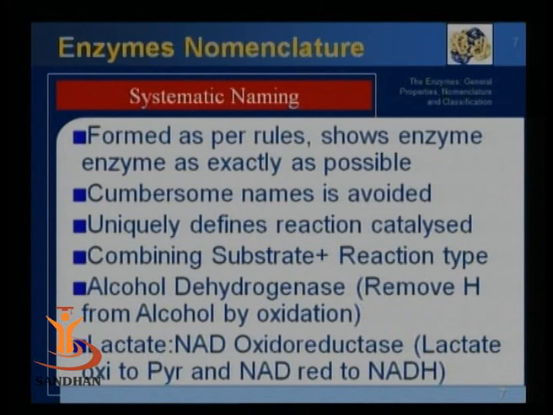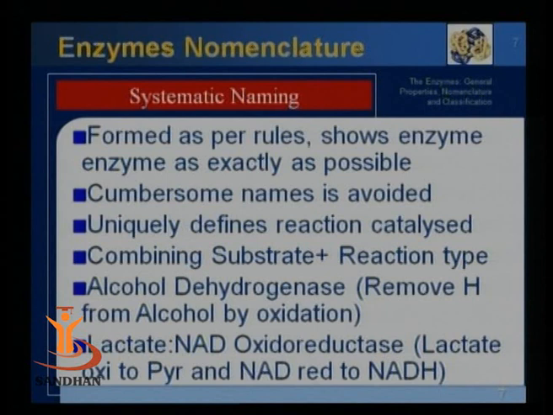So systematic naming goes further, formed per rules so that they show the enzymes as exactly as possible. Confusing names should be avoided. The name should uniquely define the reaction to be catalyzed. In systematic naming, it is a very important characteristic that the name is unique to the specific reaction being catalyzed, combining the substrate plus reaction type. That was the advancement.